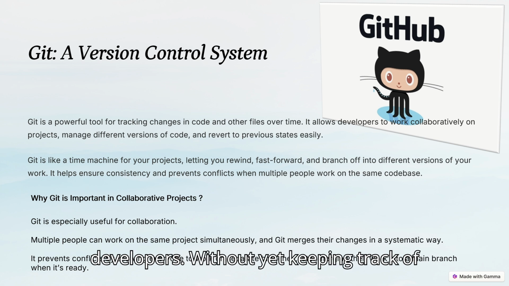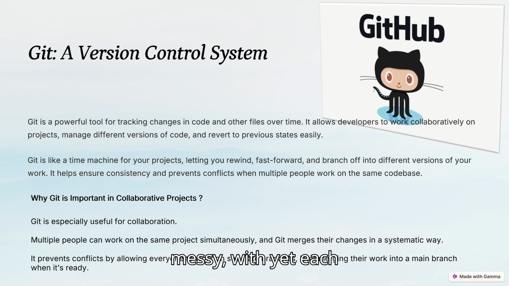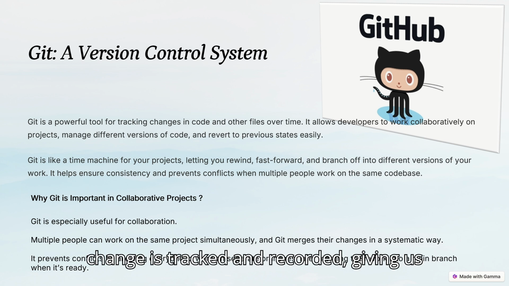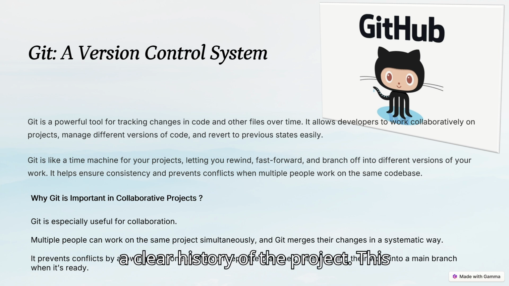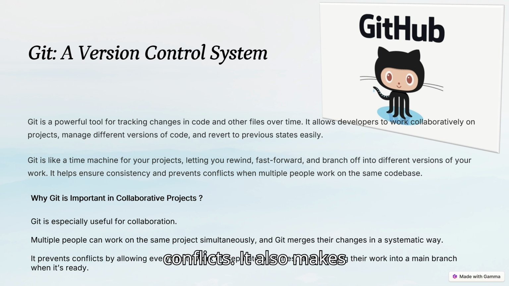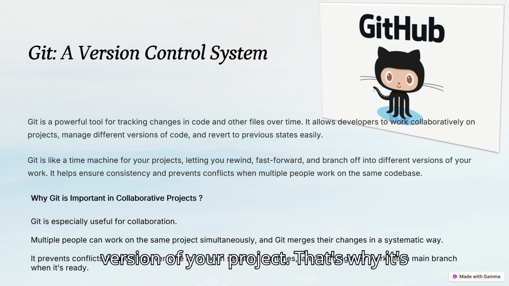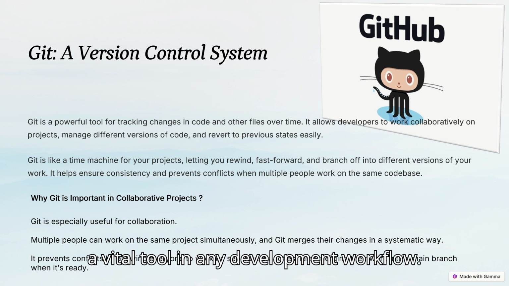Imagine you are working on a large project with multiple developers. Without Git, keeping track of who made what change and when could get messy. With Git, each change is tracked and recorded, giving us a clear history of the project. This helps developers stay organized and avoid conflicts. It also makes it easy to undo mistakes or try new features without affecting the main version of your project. That's why it's a vital tool in any development workflow.